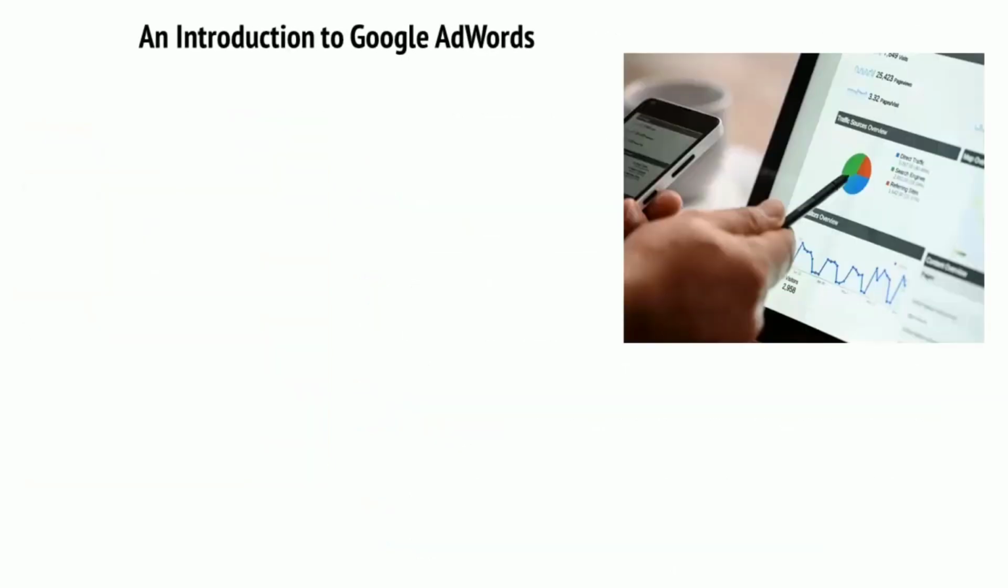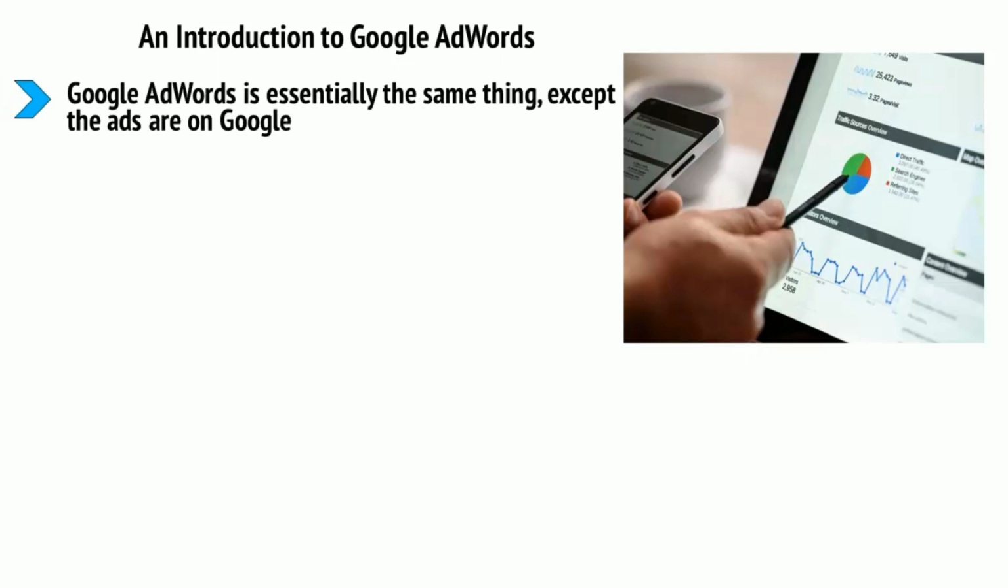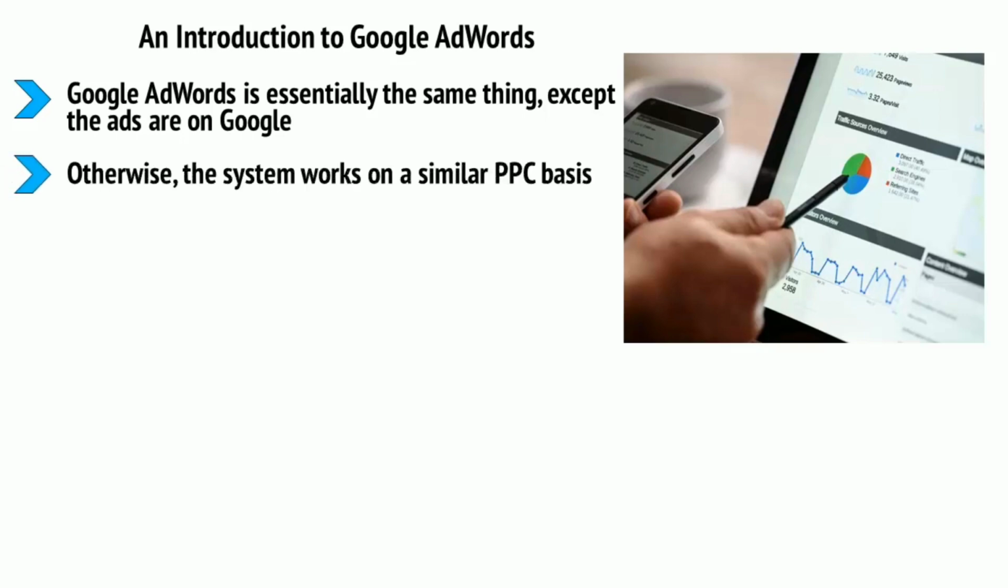An introduction to Google AdWords. Google AdWords is essentially the same thing, except the ads are on Google. The difference is that this time, you are now paying for ads to appear at the top of certain search results under the heading Sponsored Results. Otherwise, the system works on a similar PPC basis.